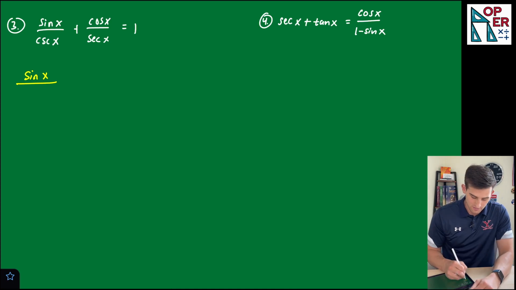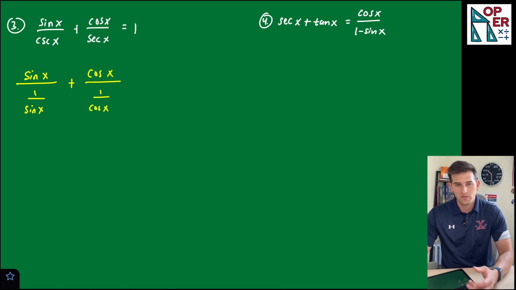over sine of x. So 1 over sine of x. And let's follow that same pattern, and instead of writing secant of x, let's write this as 1 over cosine of x. So now it looks a little bit weird. We have a complex fraction, so let's write that as multiplication.